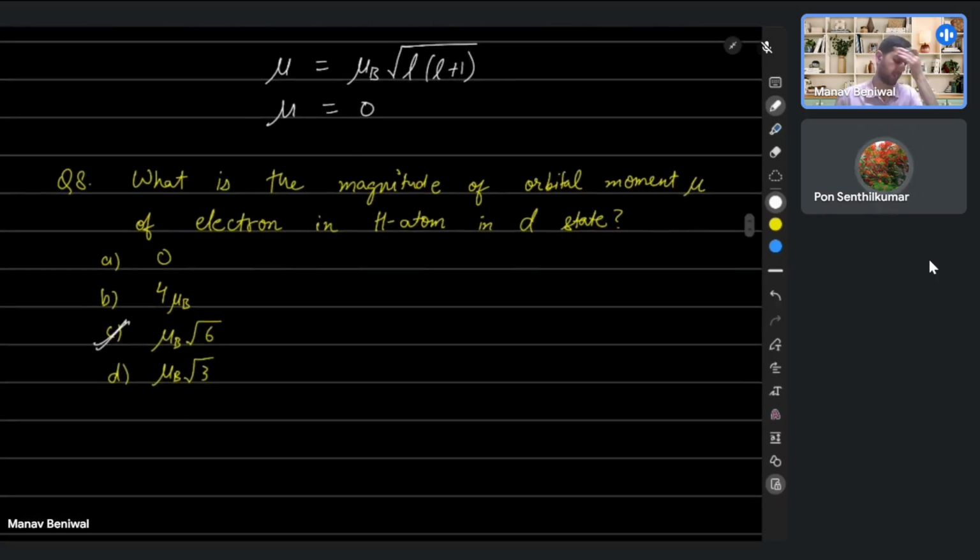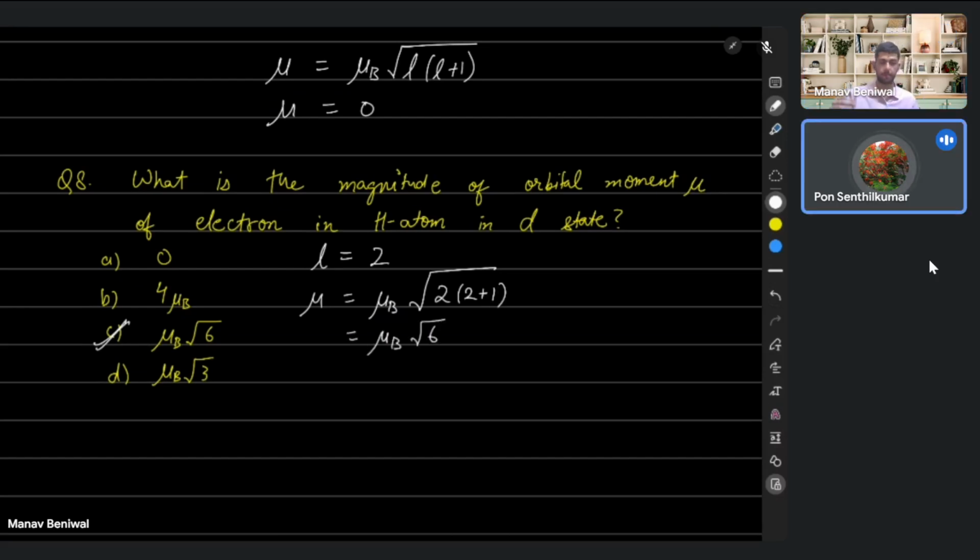So this is the formula, right? Here L you must have taken 2. So your mu will become mu b times under root 2 and 2 plus 1 which is 3. So this is mu b under root 6. Okay, good. So then this question is clear to you. Yes, sir.